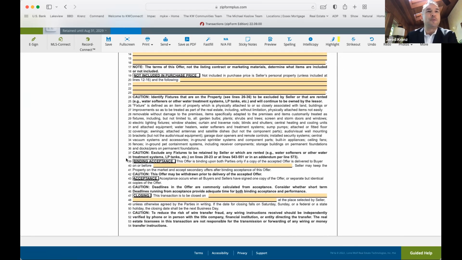Lines 24 through 36. These are items that are included: satellite dishes, antennas, water heaters, water softeners. Make sure that they are owned, not rented. Everyone that does business usually gets to buy a water softener once in their life on that realm. Sprinkler systems, components. These are items that are included. This also includes trees and shrubs.